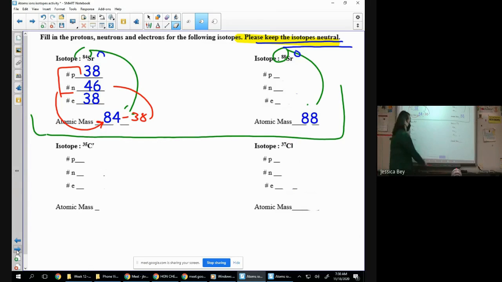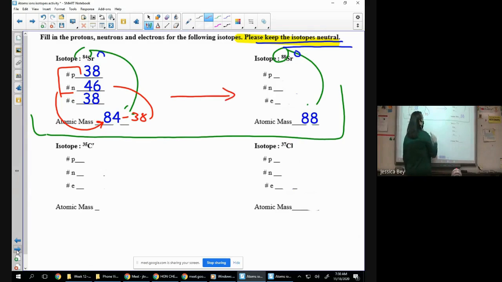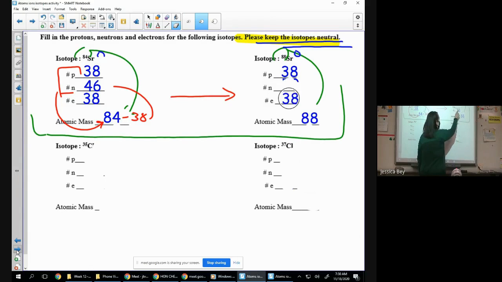Now, I have an isotope of strontium. It is also neutral, so I'm not going to change my protons and I'm not going to change my electrons. The only thing that you change between isotopes is the number of neutrons. This has 46 neutrons to get to 84. But to have 38 get to 88, this side needs 50. Very good.